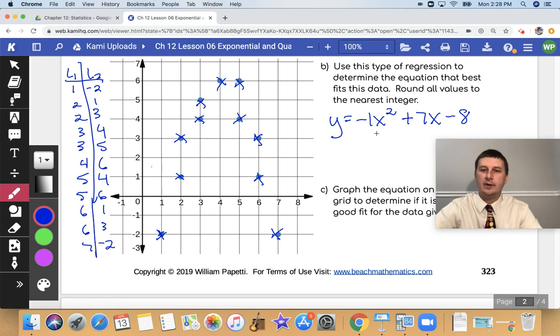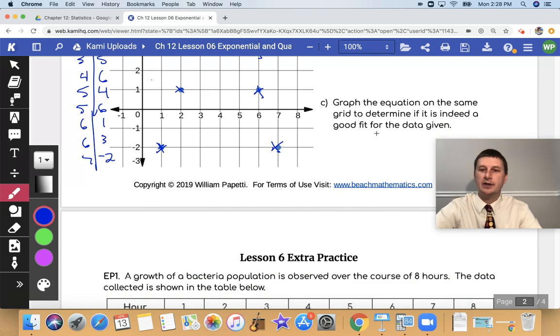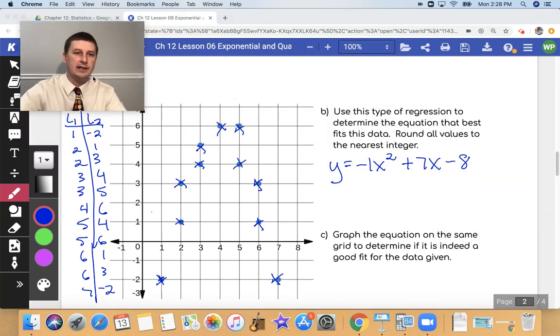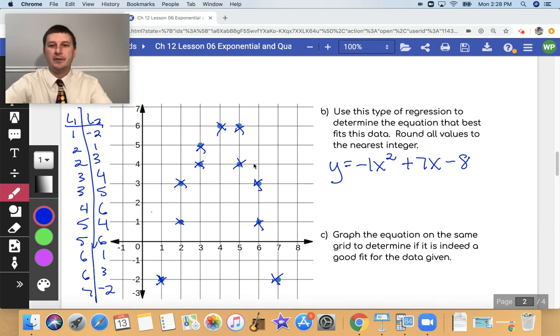So now that we have that, we're going to graph the equation on the same grid to determine if it is indeed a good fit for the data given. So I'm just going to move my video up to the top corner now. And there I am up in the top corner.